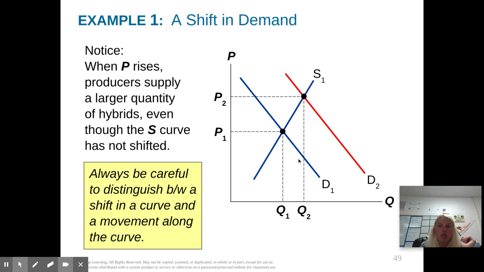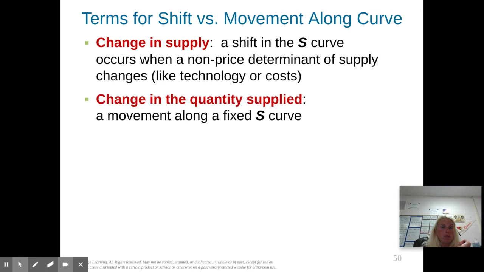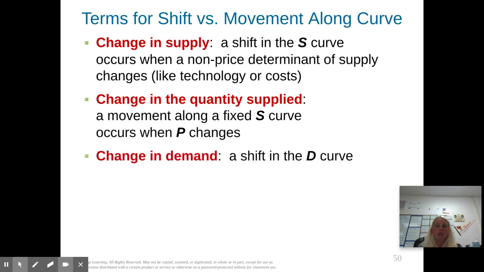But if it's ever a shift, like we see with demand, it's a change in demand. So a change in supply is a shift on the supply curve. A change in quantity supplied is a movement along the line. So a change in supply is a shift. A change in quantity supplied is a movement on the line, like from point A to point B.